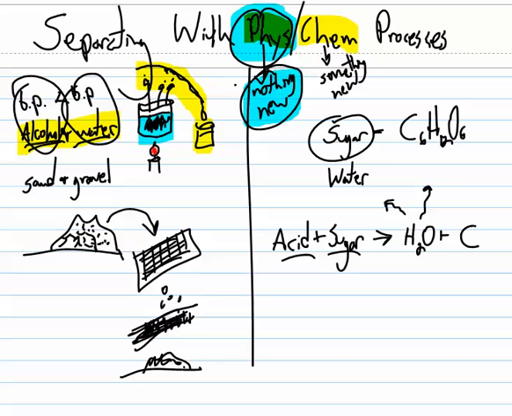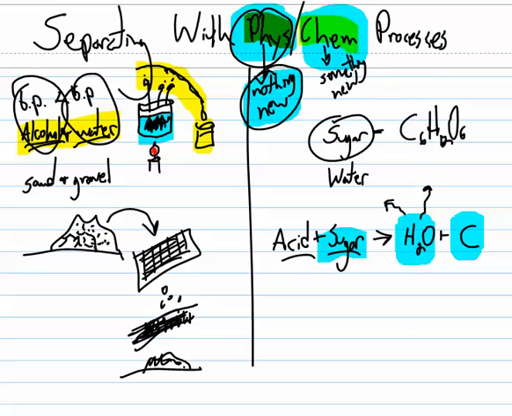Now, is this a physical or a chemical process? Well, did we get something new? Yes, we did. What we wound up with was we had no water and we had no carbon by itself, and now we do. So we went from having our sugar to separating out water and carbon from it. So that is a chemical process.